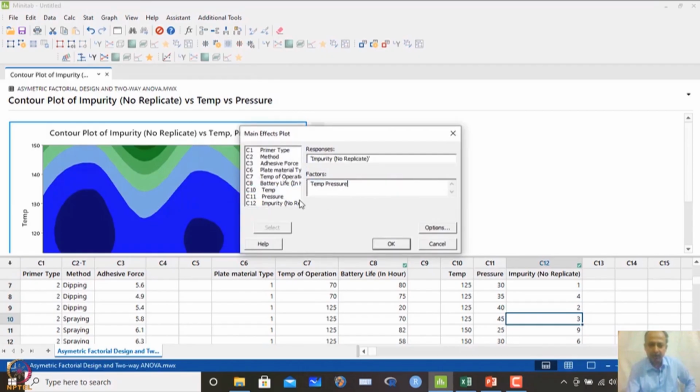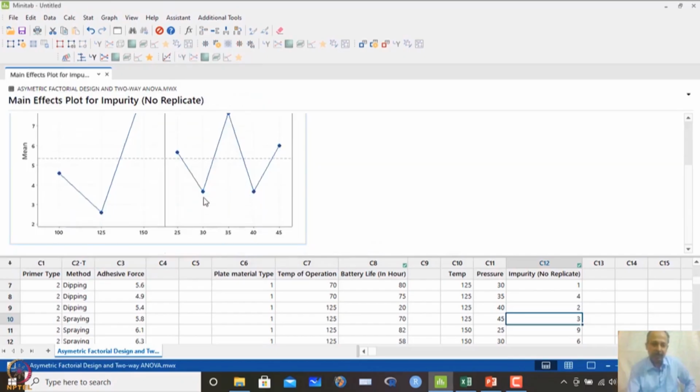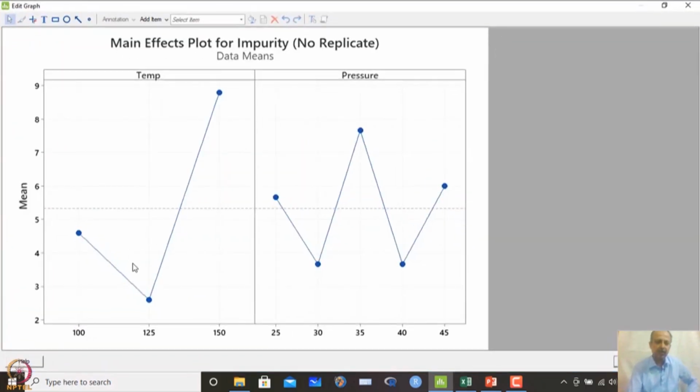Temperature and pressure, like this, and I click OK, main effect plot. In this case, 30 or 40, any of these options, and temperature is coming out to be this. If you enlarge this one, the best combination is coming out where I want to minimize the impurities. Because interaction is not prominent, temperature is around 125 and pressure can be either 30 or 40. These are the two combinations that we can think of.